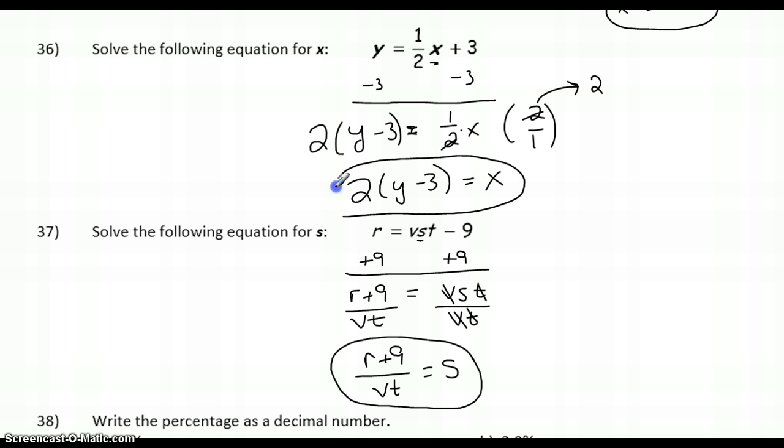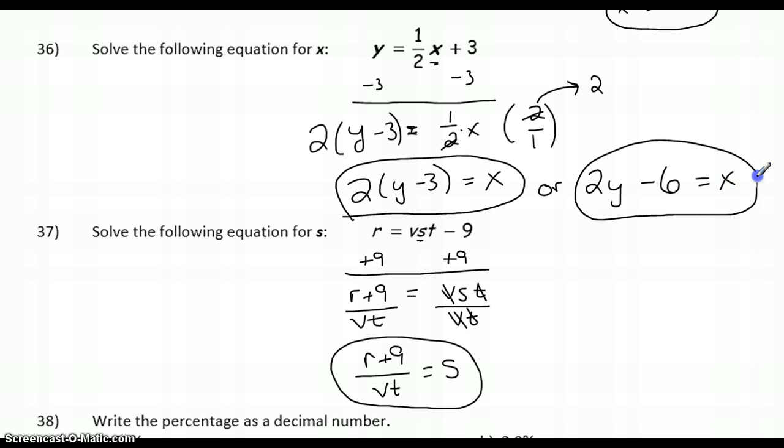A couple notes about this answer right here. It's extremely important that I either have parentheses or have distributed. That 2 could be distributed to give me 2y minus 6 equals x. And I would actually take either one of these. I don't care. It doesn't say it's got to be simplified. It just wants the x by itself. So either one is perfectly fine in this situation.